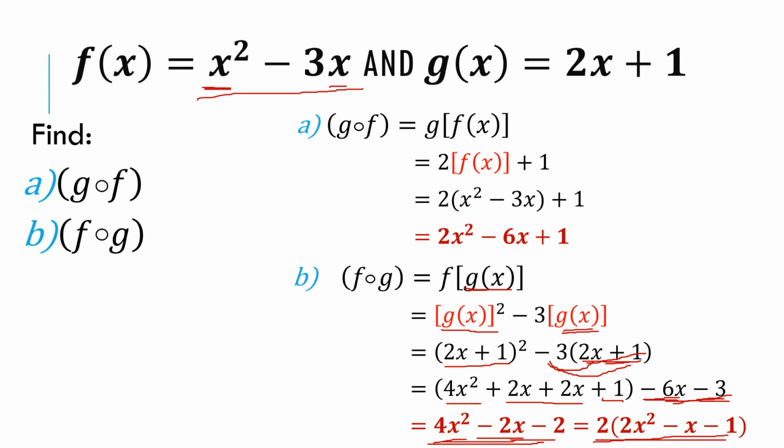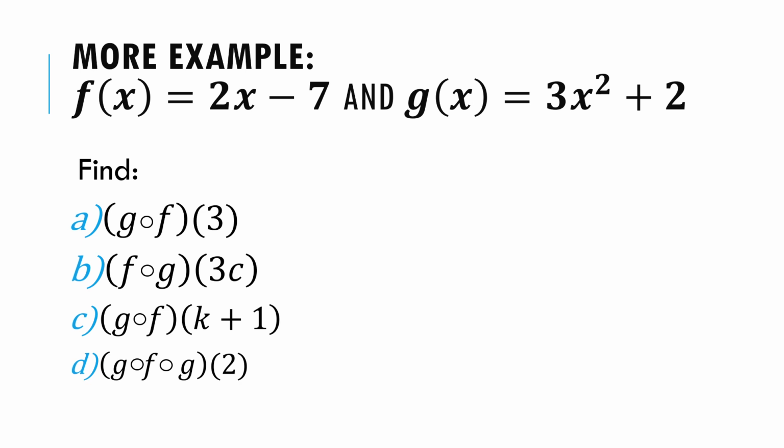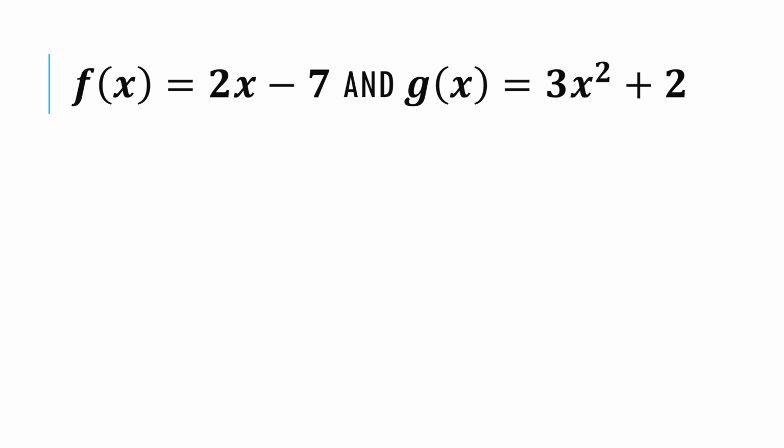That's it. So, meron pang more examples dito. Given f of x equals 2x minus 7 and g of x equals 3x squared plus 2. So, medyo marami-rami and medyo mataas yung iba. Okay, you may pause this para meron kayong time to solve. You can practice sa inyo dyan.